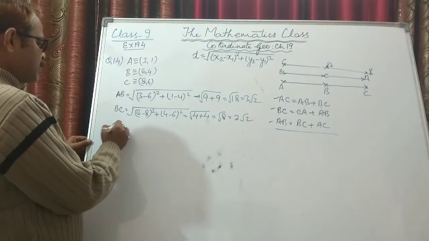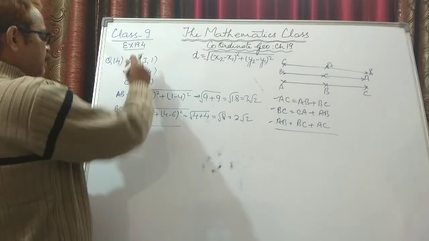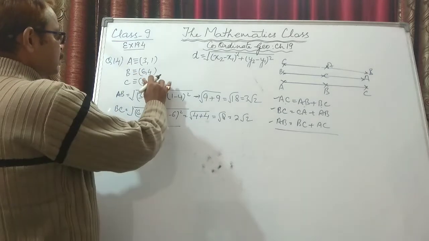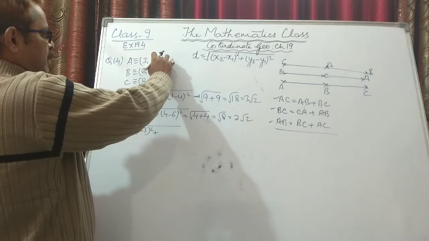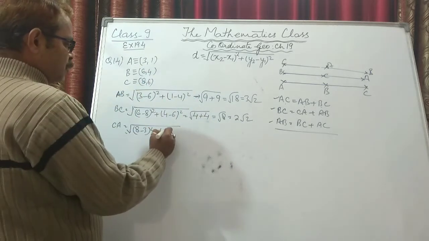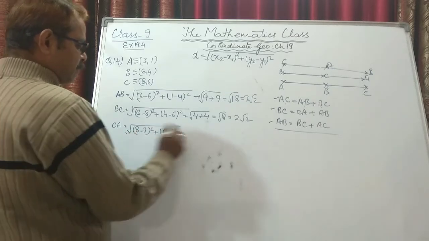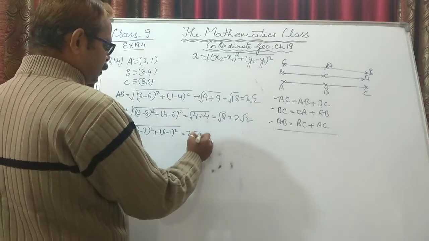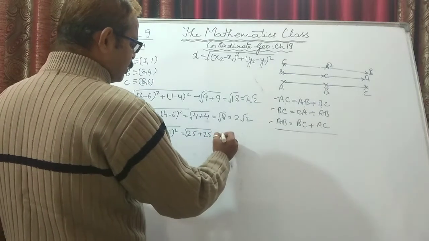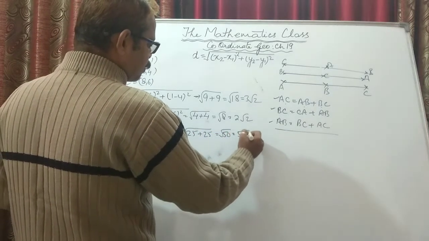Now we will find CA. So (8 minus 3) whole square plus (6 minus 1) whole square. 8 minus 3 is 5, 5 square is 25, and 6 minus 1 is 5, 5 square is 25. 25 and 25 means 50, under root 50. 50 means 5 root 2.